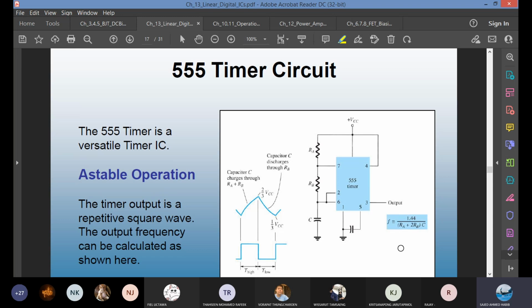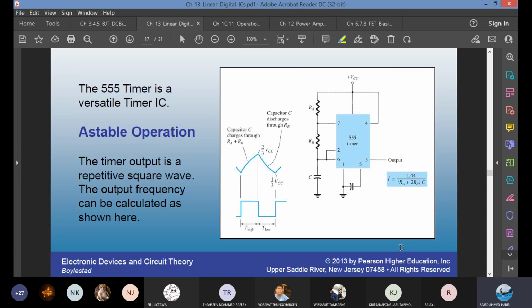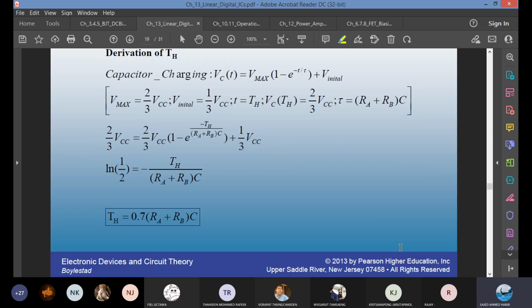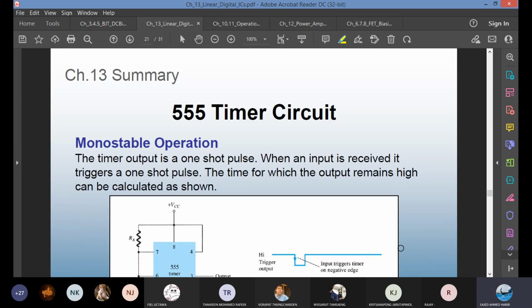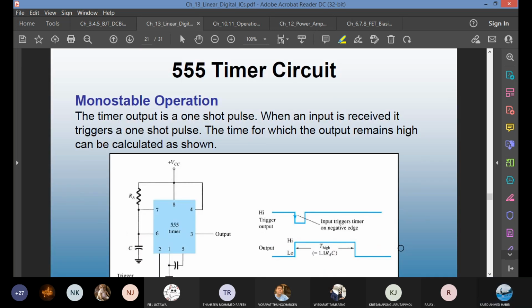We studied the 555 IC timer. The formula for frequency is given on the formula sheet. There are 2 cases. One is called the astable multivibrator, so the output is a repeating square wave. The other one is called the monostable operation. The output is just one short pulse. You just have to trigger it.